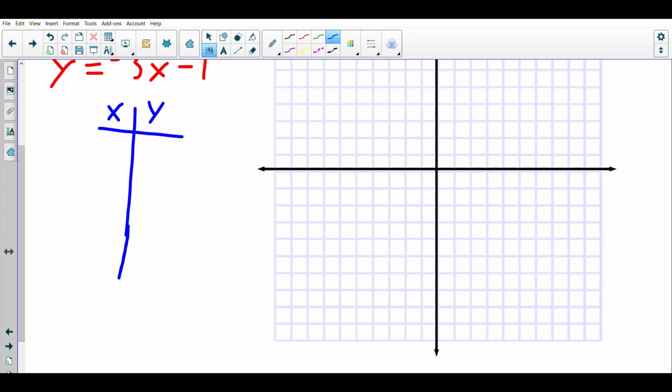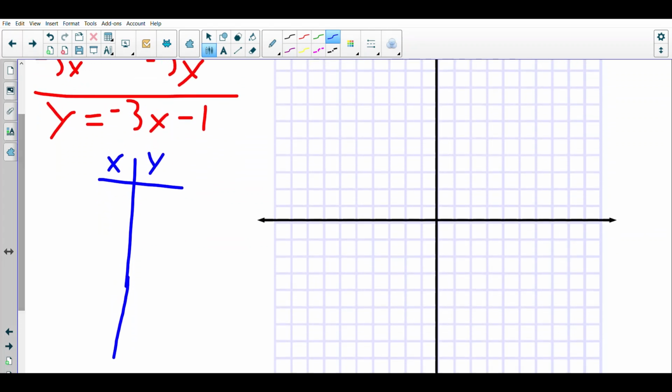All right, a little further. So again, I'm just going to start at 0. Plug in 0, you get -1. And then let's go to -1, and we end up getting -3 times -1, which is 3, minus 1, so we get 2. And then I'm going to put in 1, so I get -3 times 1, which is -3, minus 1, and we get -4. So I got 3 points.